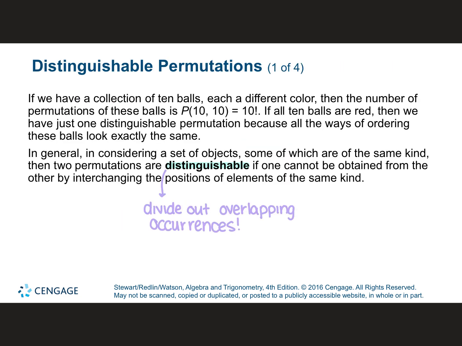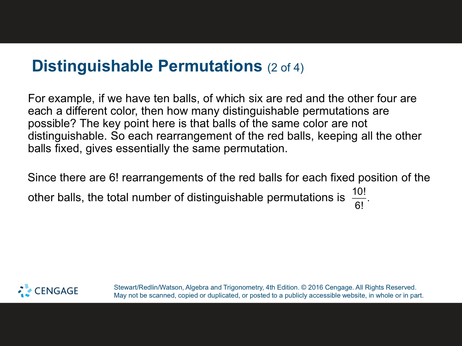The kind of permutation that we're going to work with is a distinguishable permutation. That just means that you're dividing out the overlapping occurrences. So any time it says distinguishable, you're dividing out the overlapping occurrences. So for example, if we have 10 balls where 6 are red and the other 4 are each a different color, how many distinguishable permutations are possible?